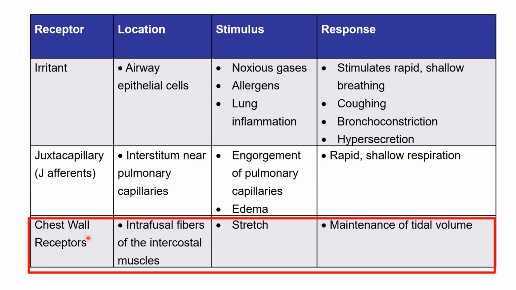Then there are the chest wall receptors. These are the intrafusal fibers in the intercostal muscles, which can be stimulated by stretch. And this is responsible for the maintenance of our tidal volume.